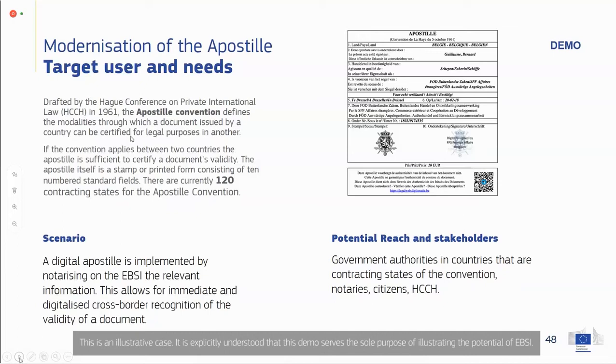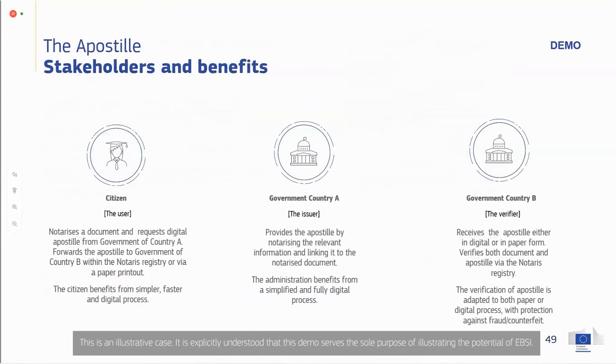So it is a stamp or a form consisting of 10 numbered standard fields that describe key properties of the underlying documents. So in this scenario, we built a prototype for a digital version of the apostille that relies on the EBSI, that replaces and complements the paper process. Stakeholders in this context are governments, authorities in countries that are contracting states of the convention, notaries, citizens, and HCCH.